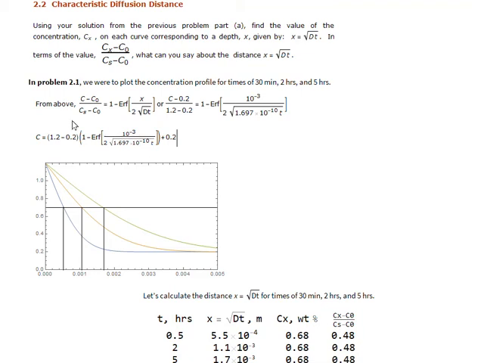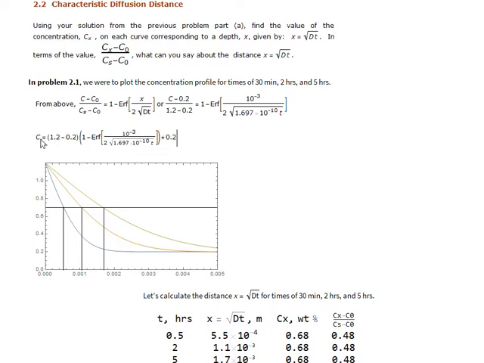All right, I just want to go over this problem 2.2, this characteristic diffusion distance. So if we were to take a look at problem 2.1 to base our solution off of, you can see that we're using the error function solution. And if we rearrange the error function solution with our known quantities, we get this equation here.